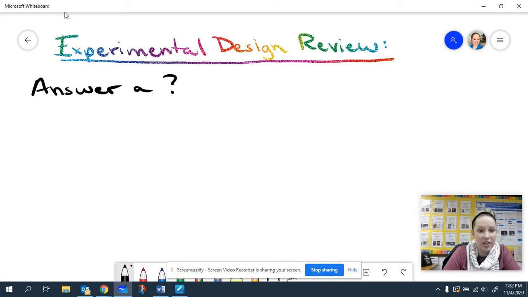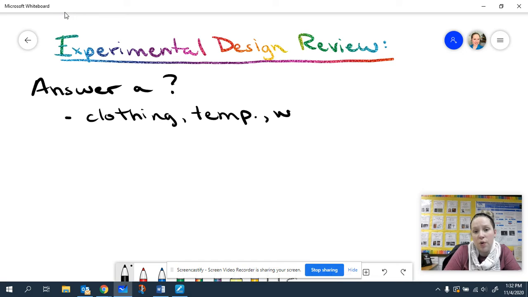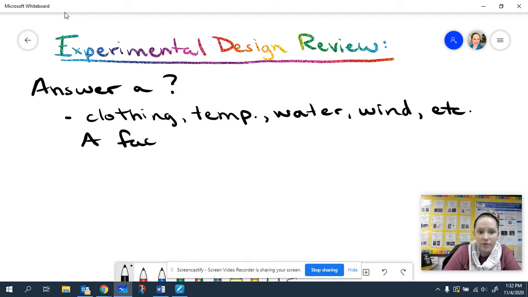you are going to change it to: how does a specific factor of your choice affect the rate of cooling of the body? So you could choose clothing, you could choose the temperature, you could choose if it's in water or wind, and many more. And so you're looking at a factor that affects the cooling of the body.